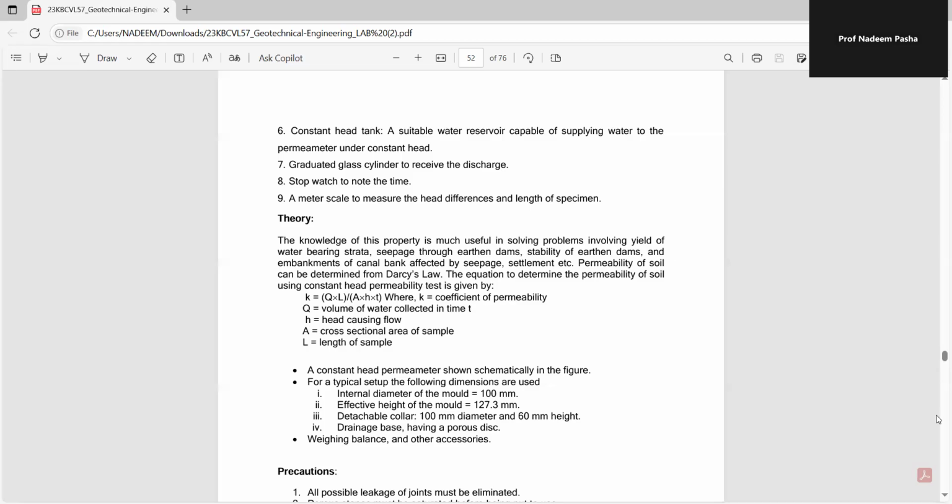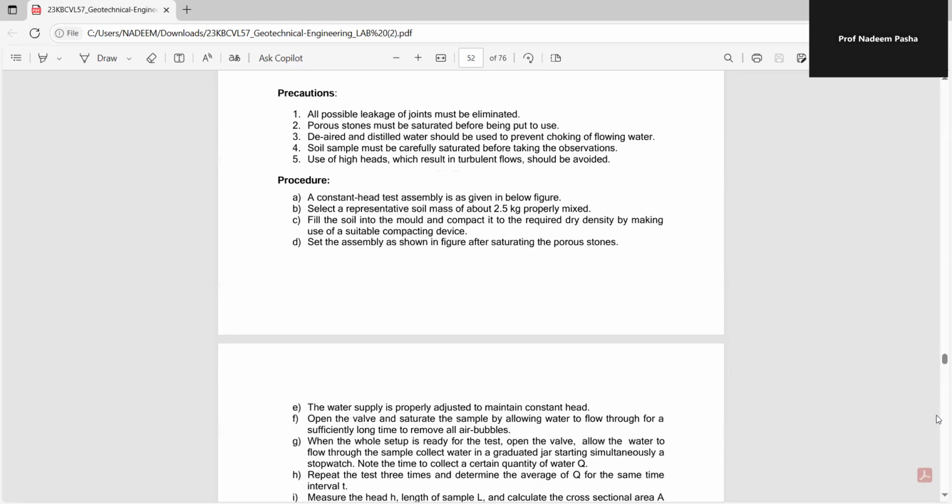So, what are the precautions you need to take? All possible leakage of joints must be eliminated. Porous stones must be saturated before being put to use. De-aired and distilled water should be used to prevent choking of flowing water. Soil samples must be carefully saturated before taking the observation. The use of high heads which result in turbulence should be avoided. So these are the precautions which you need to take.